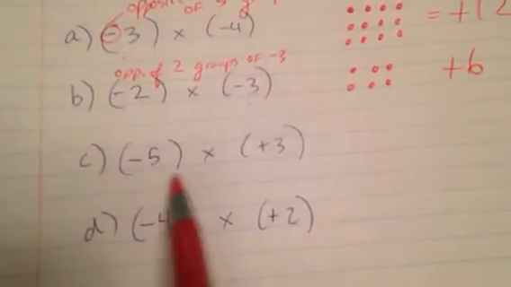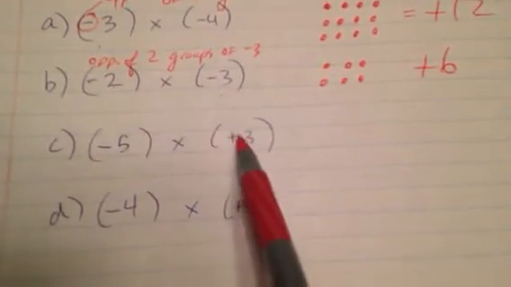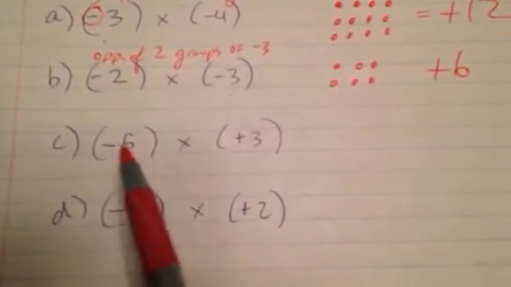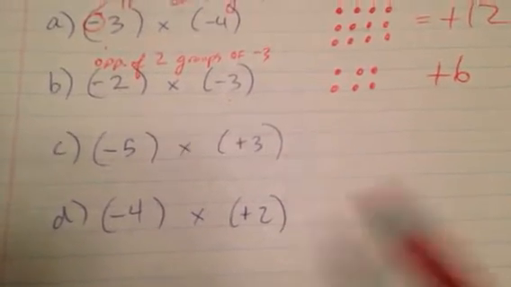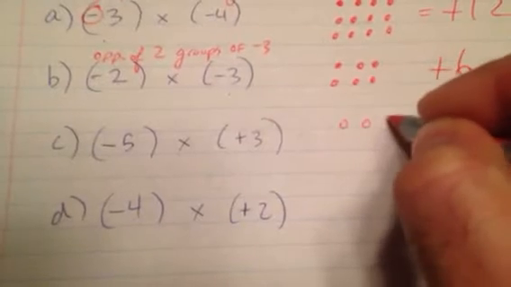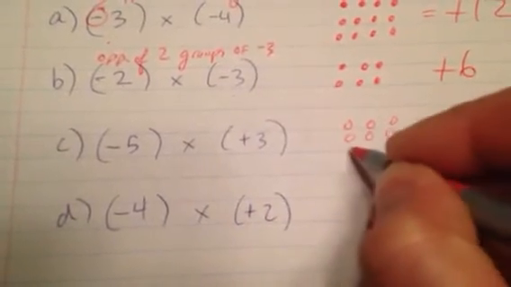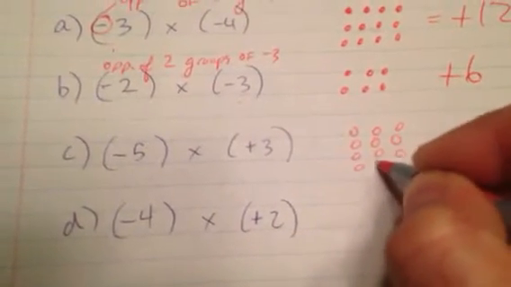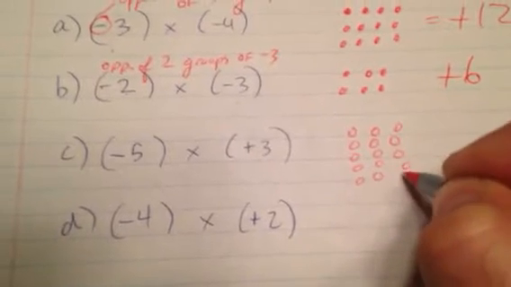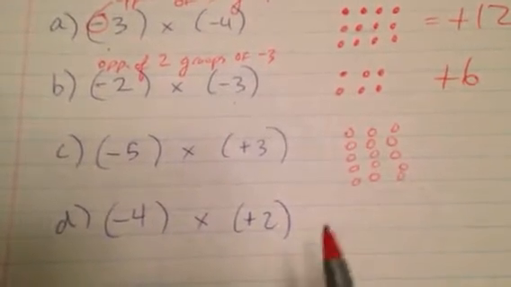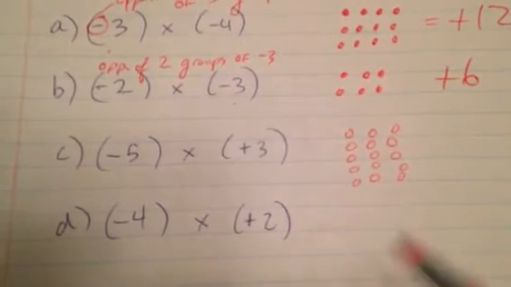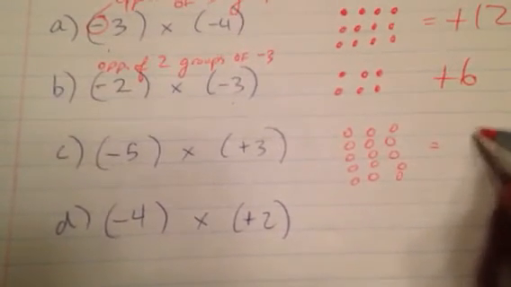This means the opposite of 5 groups of positive 3. Well, the opposite of 5 groups of positive 3 is 5 groups of negative 3. So I have to draw 5 groups of negative 3. 1 group, 2 groups, 3 groups, 4 groups, 5 groups. It's 5 groups of negative 3, and that looks like negative 15 to me.